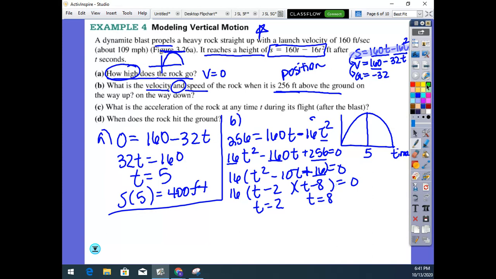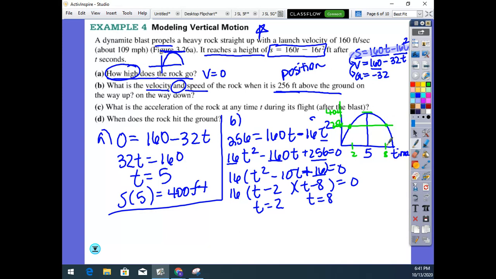So let's think about this. At time 2, it's at 256. And back at time 8, I'm also at 256. Remember, my peak here is 400. So the rock is being shot up in the air, at 2 seconds it's at 256, crosses the peak, and comes back over at 8 seconds.